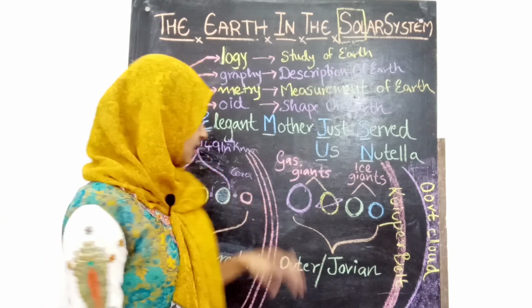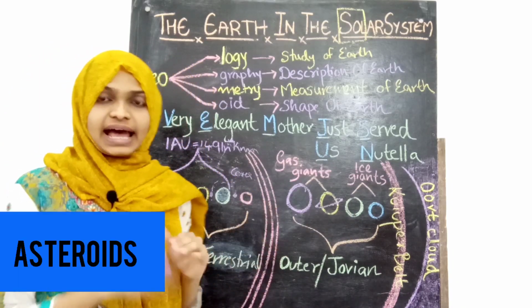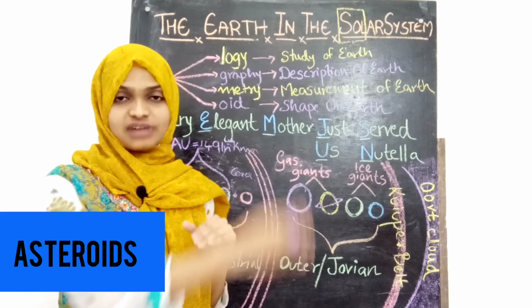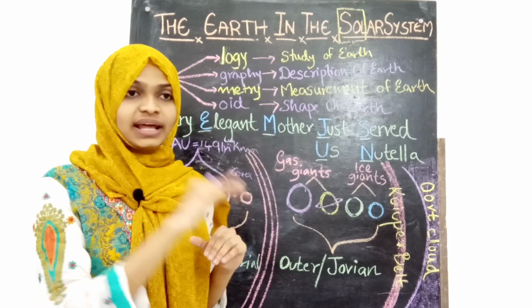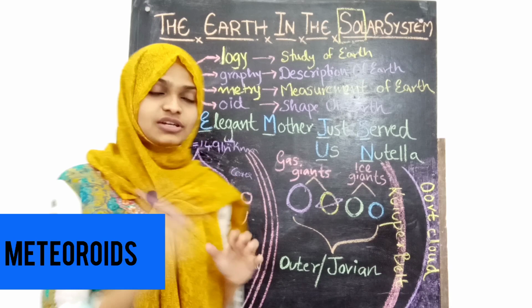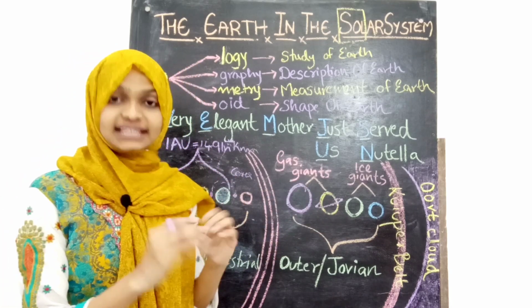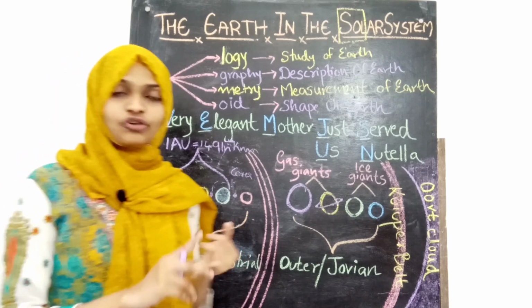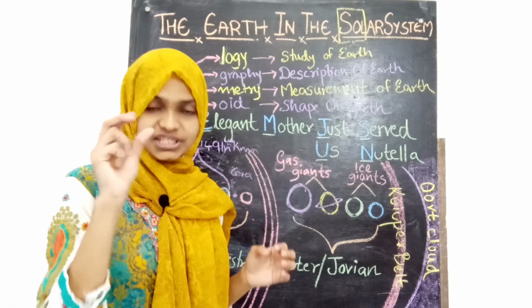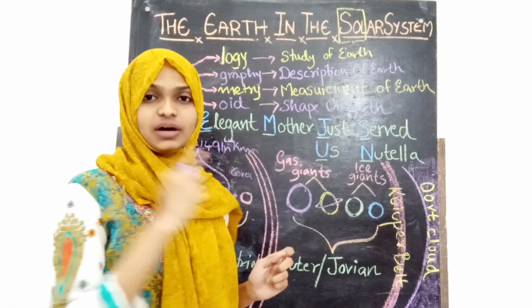Now another thing, so what are asteroids? Asteroids are rocky materials which are revolving around the sun. Now another thing is meteoroids. So the meteoroids are similar to asteroids, but they are smaller in size compared to asteroids, and meteoroids are objects which are also revolving around the sun.